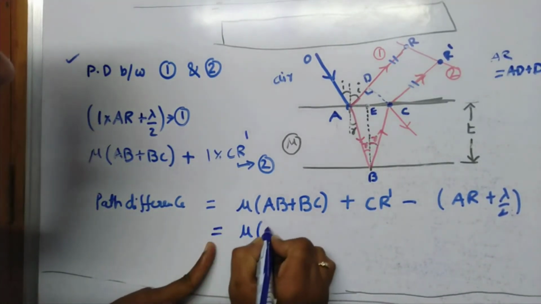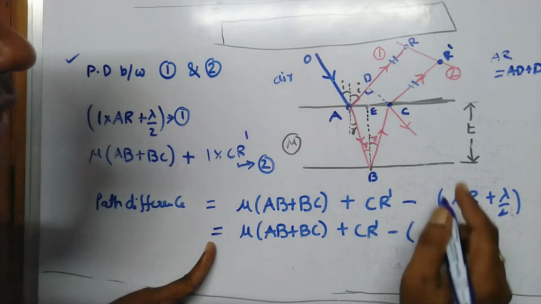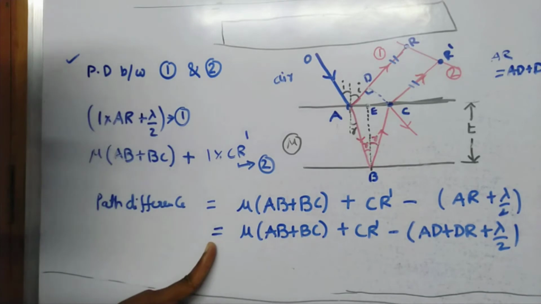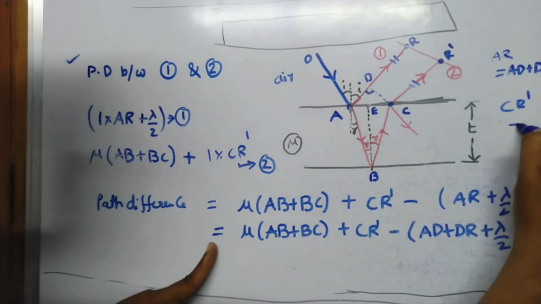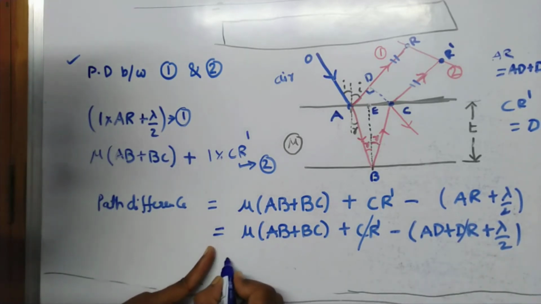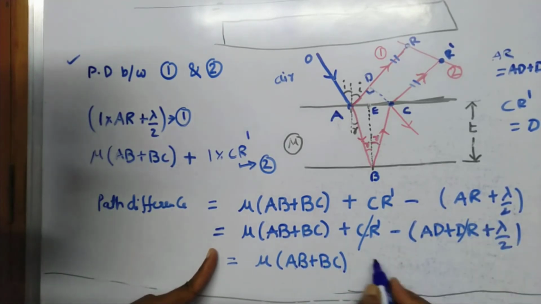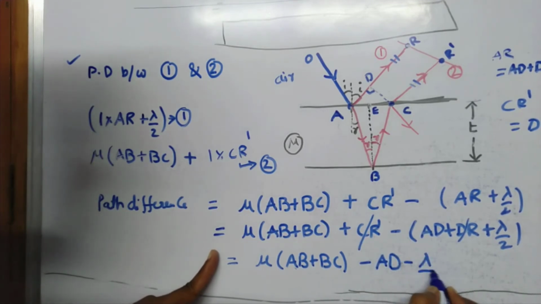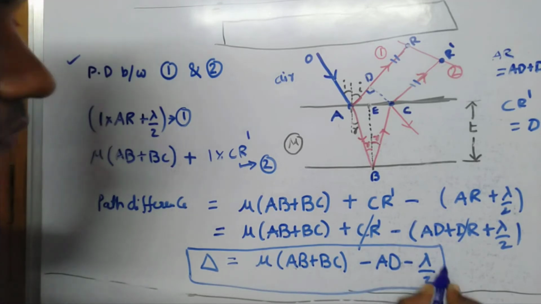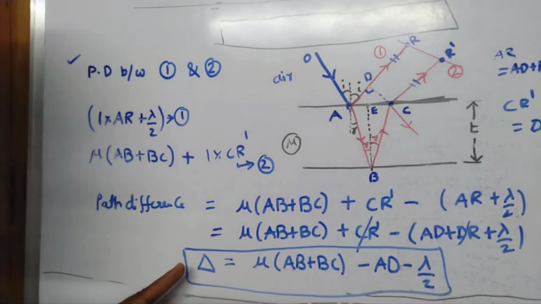So it is mu into AB plus BC plus CR dash, minus AD plus DR, plus lambda by 2. Now as we know CR dash is equal to DR, both are equal. So then the path difference is mu into AB plus BC, and you take the minus inside, minus AD minus lambda by 2. So this is the path difference delta. This is the initial one. So path difference delta is equal to mu into AB plus BC, minus AD, minus lambda by 2.